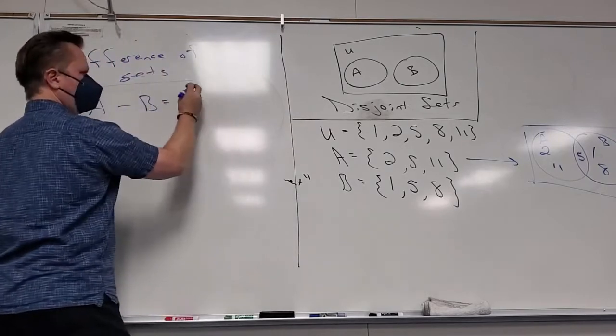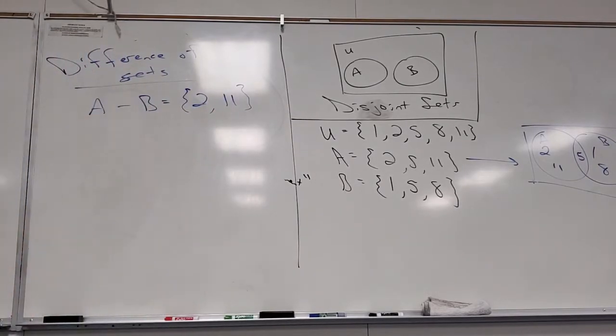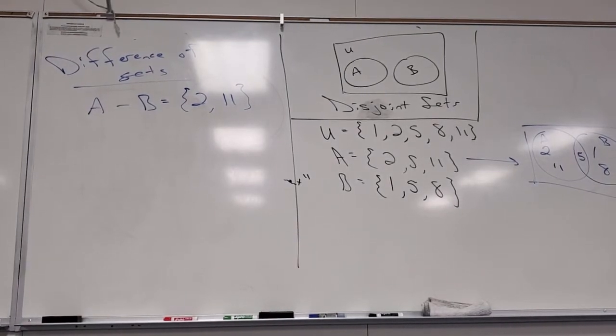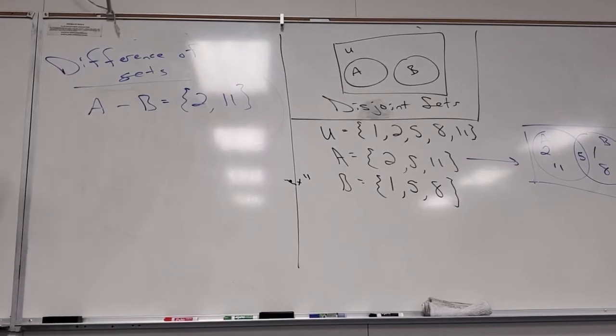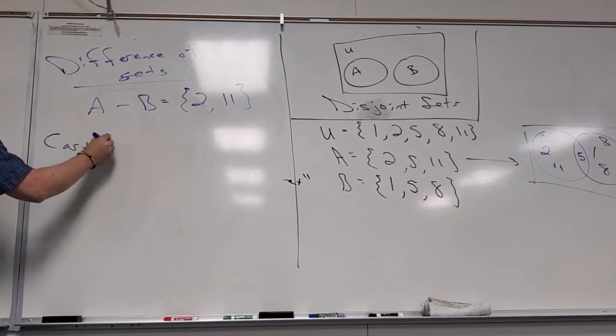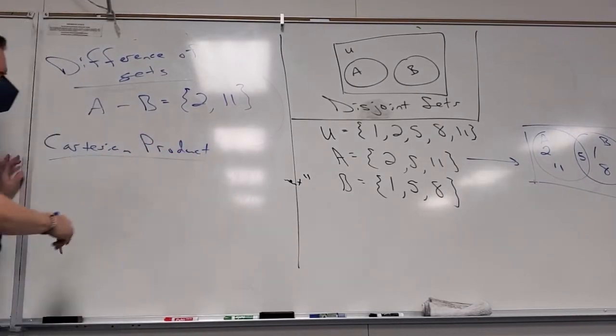Let's see, where am I here? 2 and 11. Okay. Not too bad. Not too shabby. Okay. All right, here it gets interesting. There is a very strange little idea known as the Cartesian product.